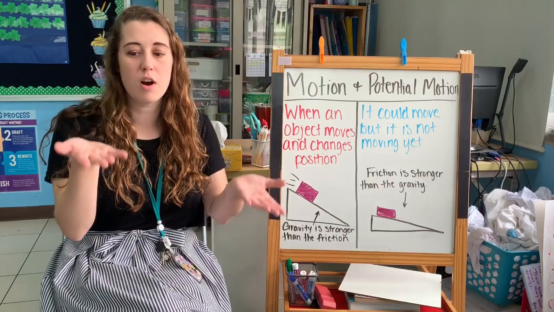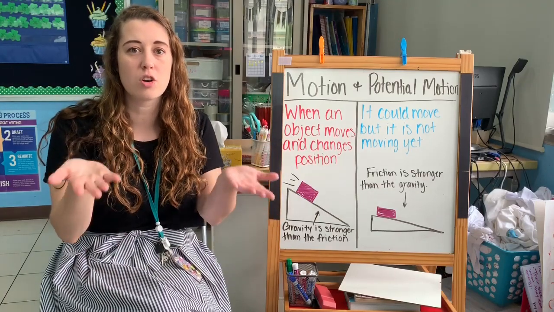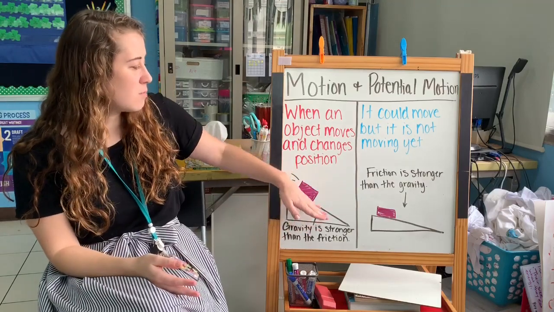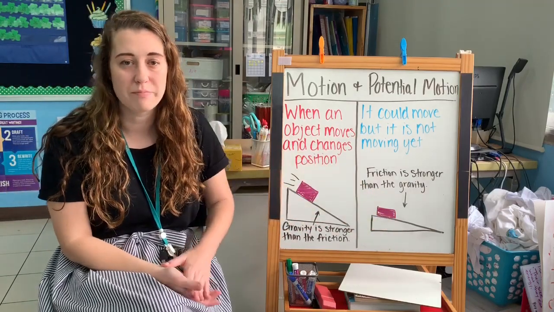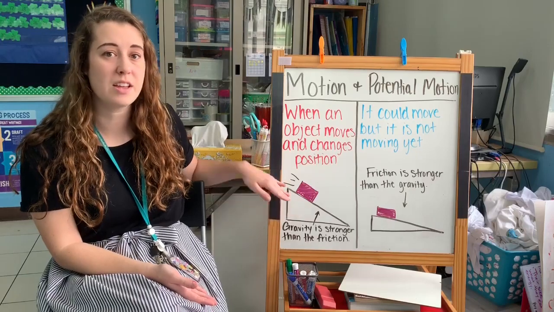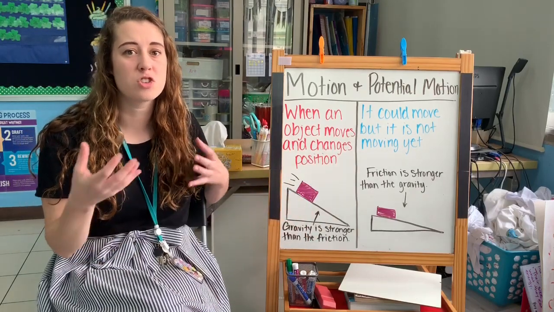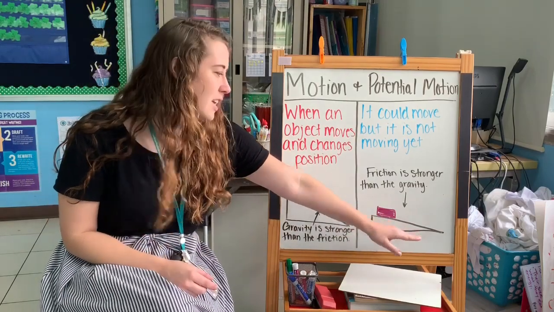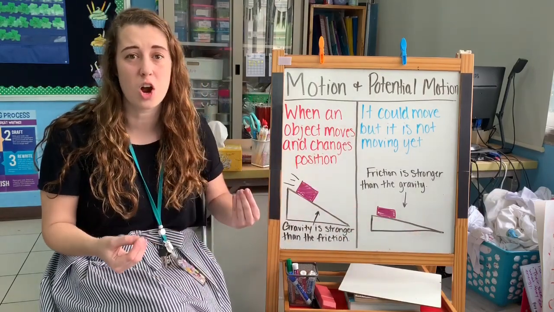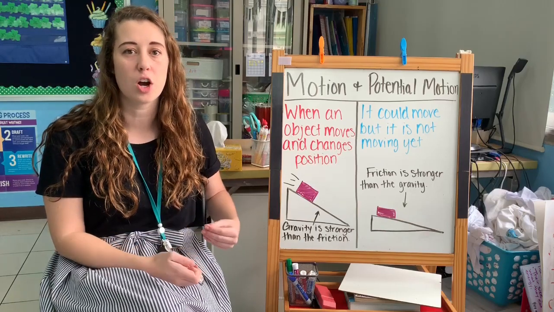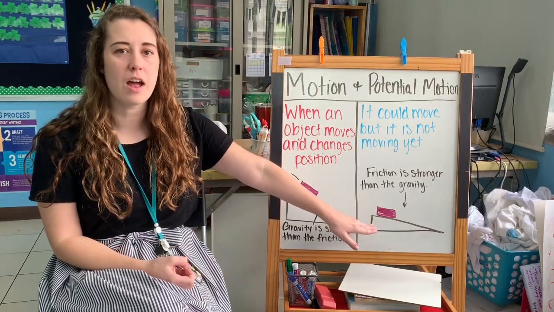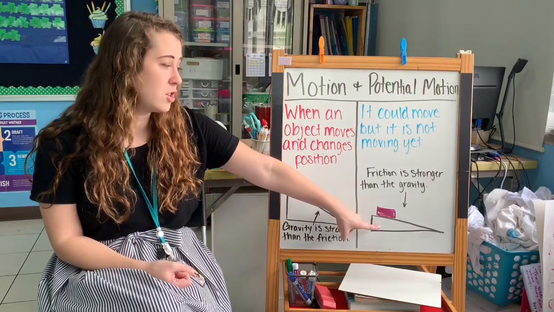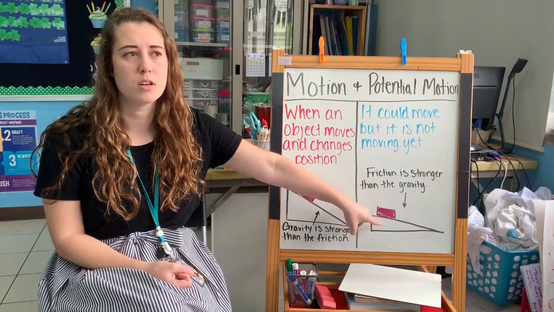So when you are figuring out which force is stronger, gravity or friction, it helps to look at if your object is moving at a slant or not. This one's moving at a very big slant, so the gravity is strong and the friction is not. This one is moving at a tiny, tiny slant, so the gravity is not as strong, but the friction is a lot stronger, making it not able to move yet. But what do you think I could do to change this potential motion into motion?